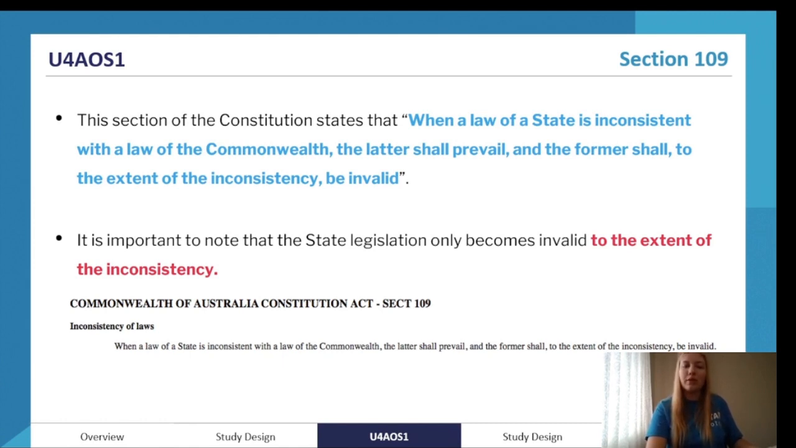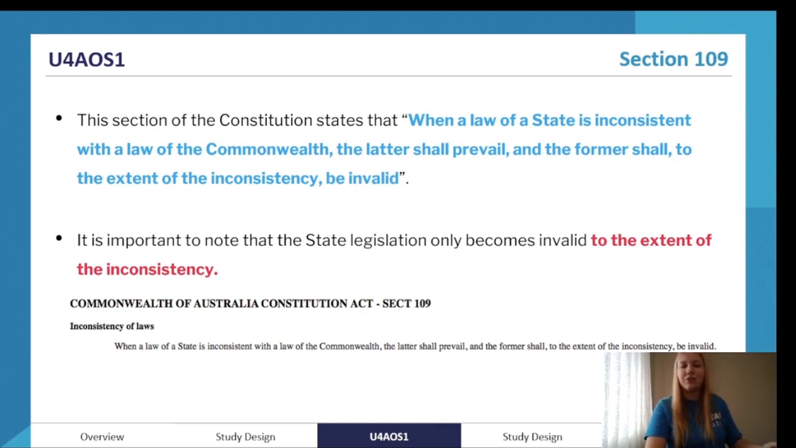So it's really important to understand that state legislation only becomes invalid to the extent of the inconsistency. This is the one thing that you should be able to remember off by heart and quote for section 109. You can state the section in your own words because you will have to describe it, but to the extent of the inconsistency is very, very key.